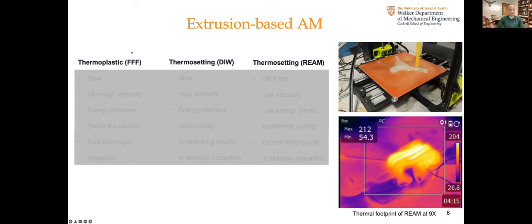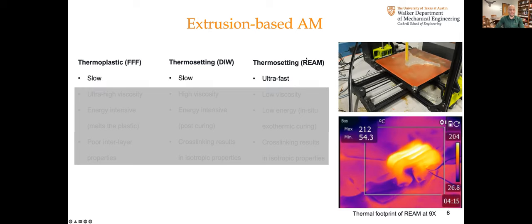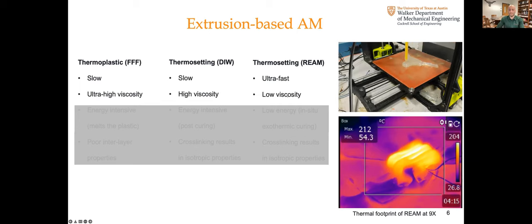So compared with other techniques, FFF, fused filament fabrication, for thermoplastics, or direct ink write, you can see that REAM is ultra fast, relatively speaking. It deals with low viscosity polymers because as soon as you mix them, they start to gel and you get a really high viscosity and shear yield strength, so it holds the shape.